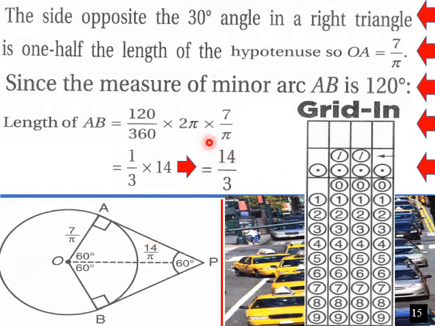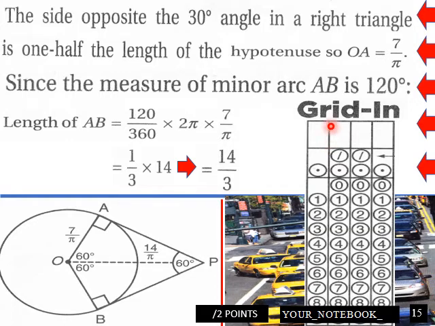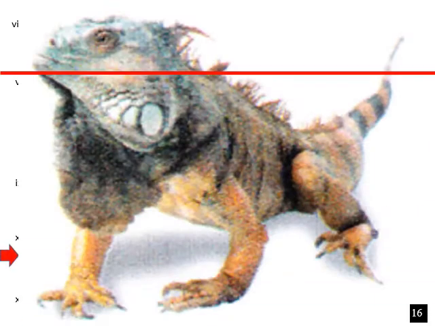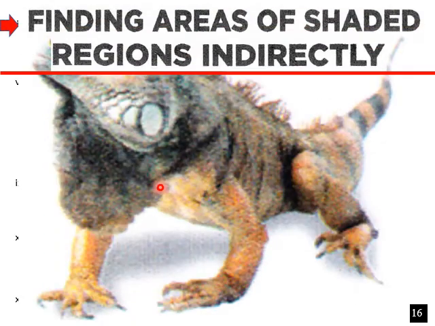So what are we finding here? We're trying to find the length of AB. The length of this arc is 14 over 3. There's a lot going on here. I suggest you watch the PowerPoint as well on PowerShell, or go back and watch this video again, because there's a lot of information being dumped.